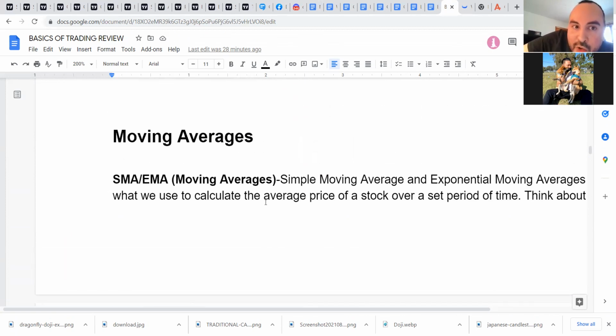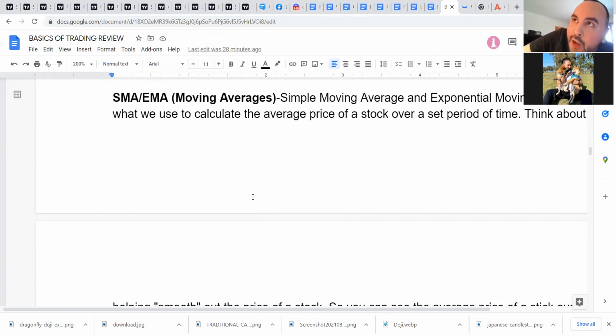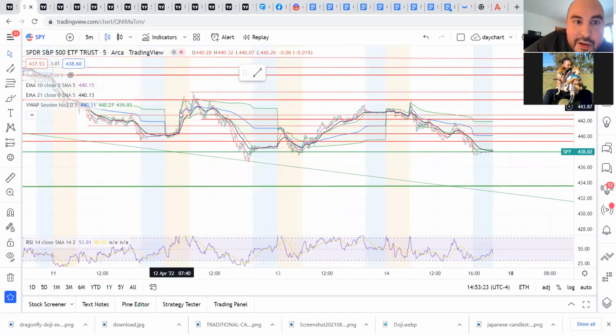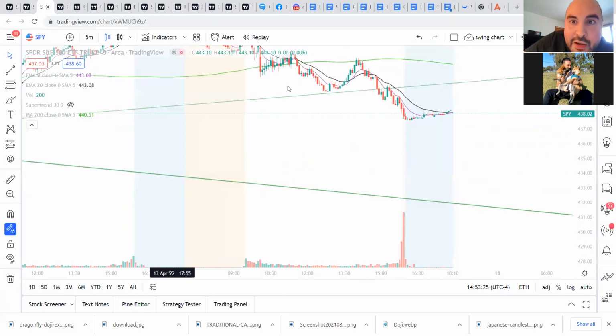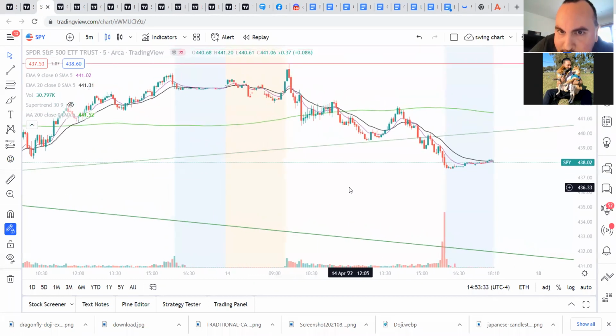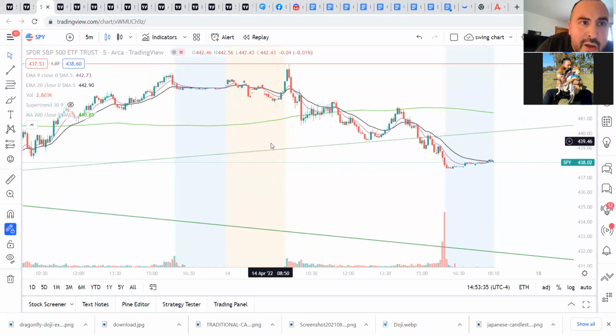Moving averages, we just went over. Does anyone have a question about volume or moving averages before we move ahead? Again, I have my 9 and my 20 up here, the purple and black lines. You can make them whatever colors you want.